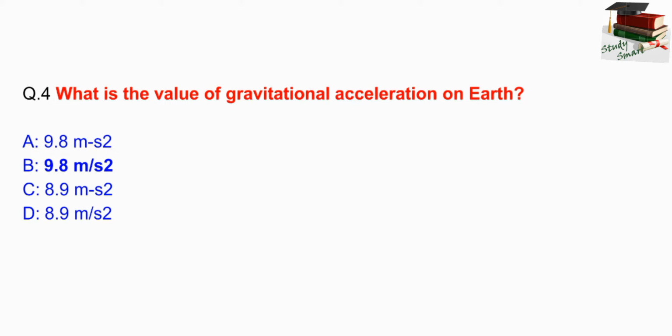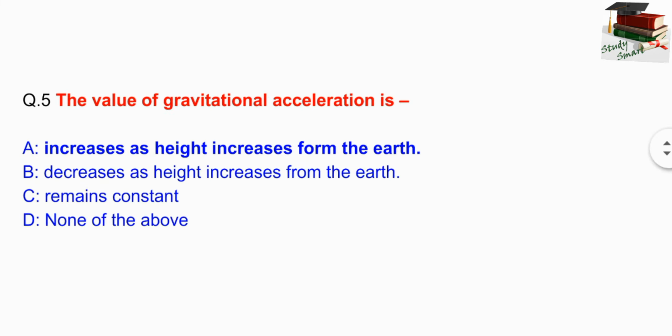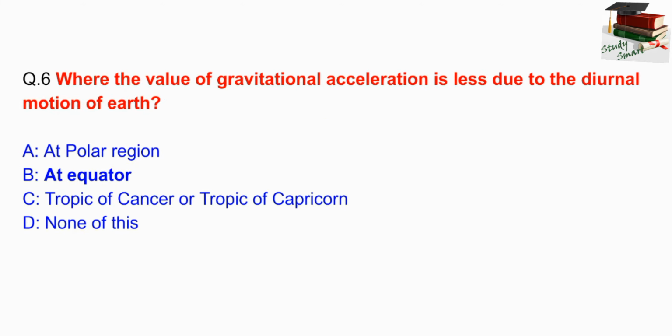Next question, what is the value of gravitational acceleration on Earth? The right answer, 9.8 meter per second square. Next question, the value of gravitational acceleration decreases as height increases from the Earth. Next question, where is the value of gravitational acceleration less due to the motion of Earth? The right answer, at the equator.